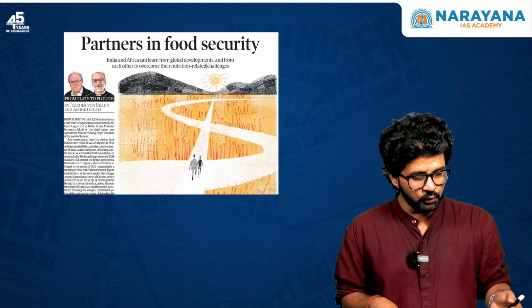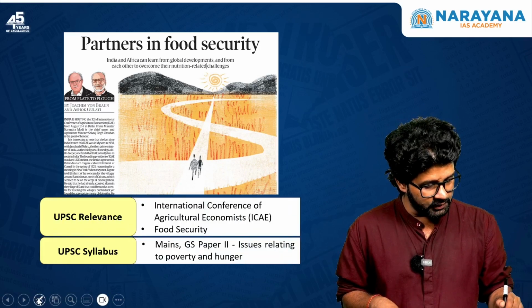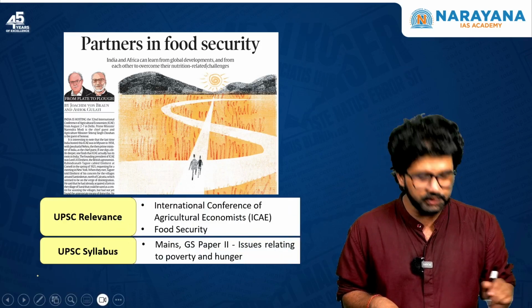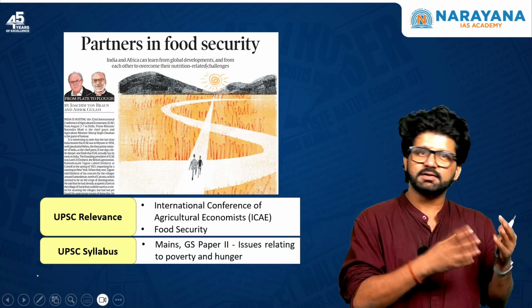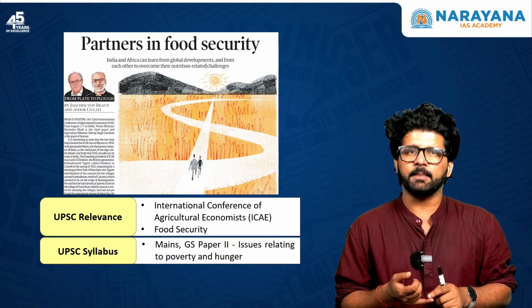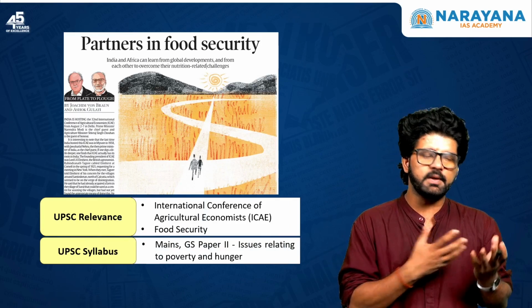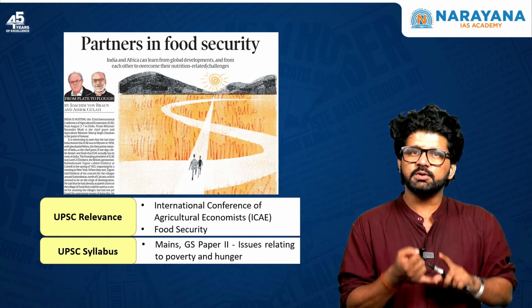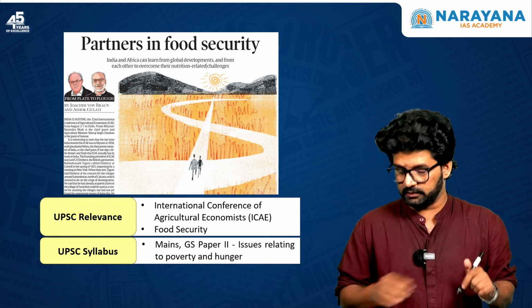If we talk about the fourth article of the day, partners in food security. So there is a keyword here, food security. And then there are different entities. India is there, Africa is there. One particular conference is happening, and we'll try to understand the different prerequisites. What are the factors which lead to food security? We'll talk about that in detail.